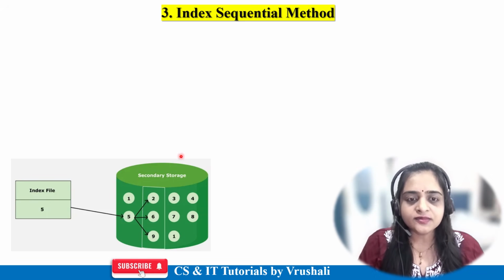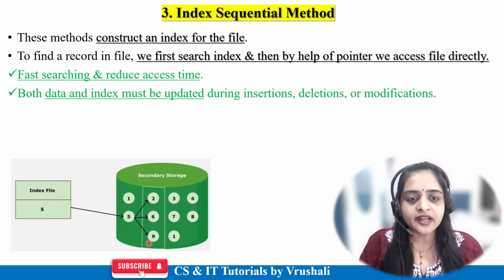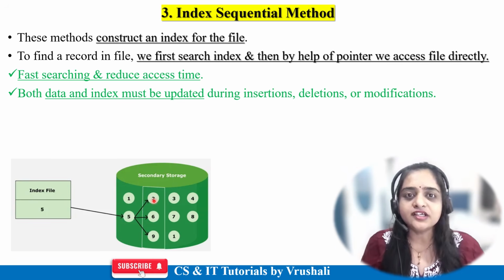See here, assume that this is a secondary storage, secondary memory in your system, and a user wants to access a particular record number 5, and this record number 5 index is also stored in the system. Suppose the user wants to open record number 5, so the operating system searches that particular file as per the index, and after that this particular file will be opened. Basically, to find a particular record in a file, the operating system first searches the index, then with the help of the pointer, it accesses the particular file and displays it to the user.